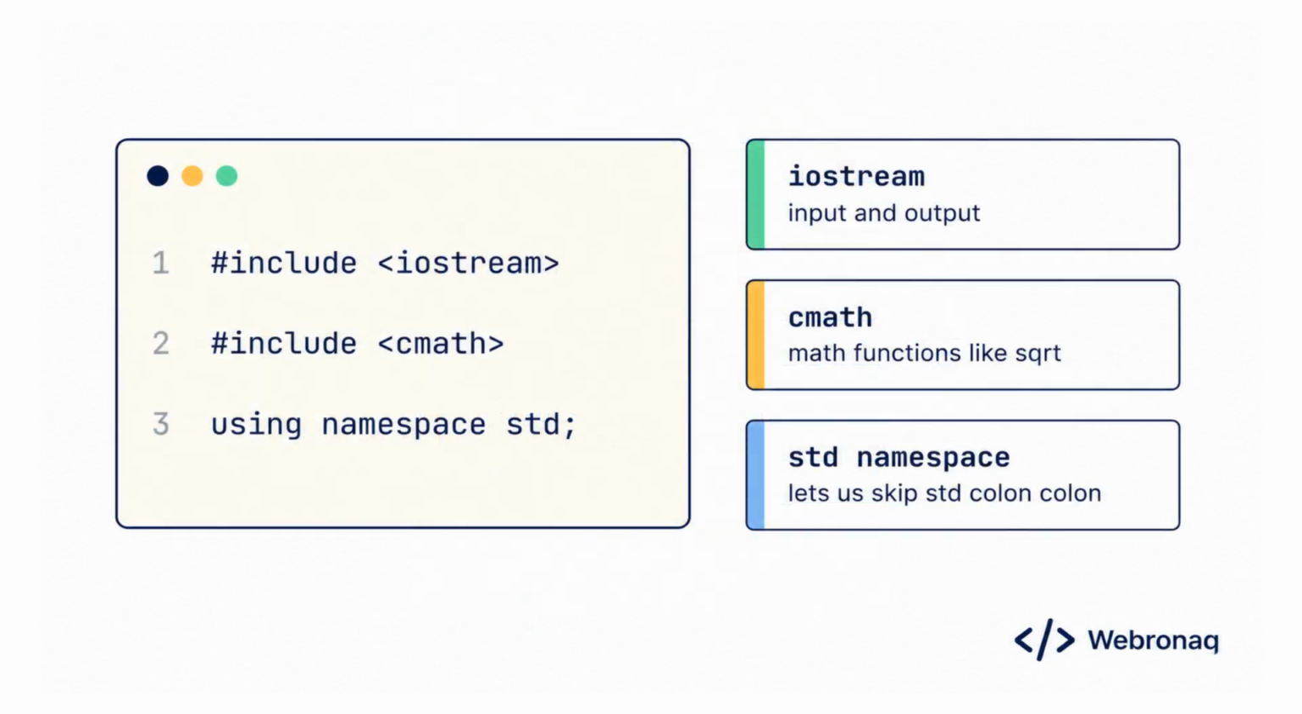First, the headers. We include iostream because we need to read input and print output. Then we include cmath, which gives us the square root function, and we will need that for Heron's formula. The third line, using namespace std, is a shortcut. It lets us write cout and cin directly, without prefixing them with std every time. Now we are ready to write the main function.